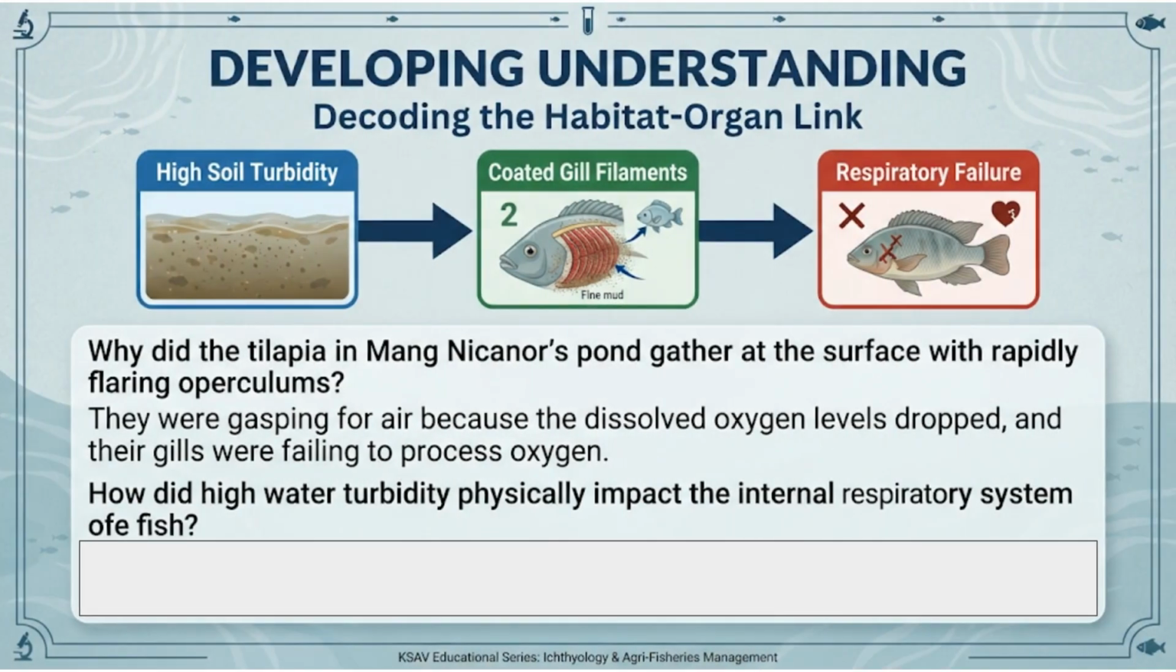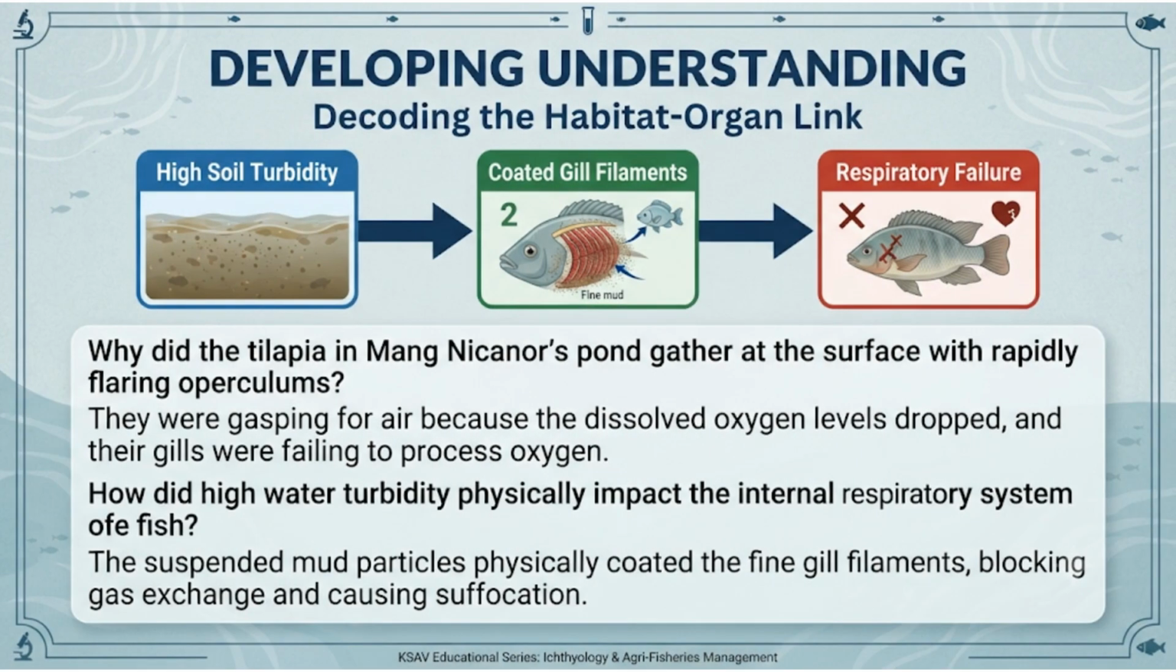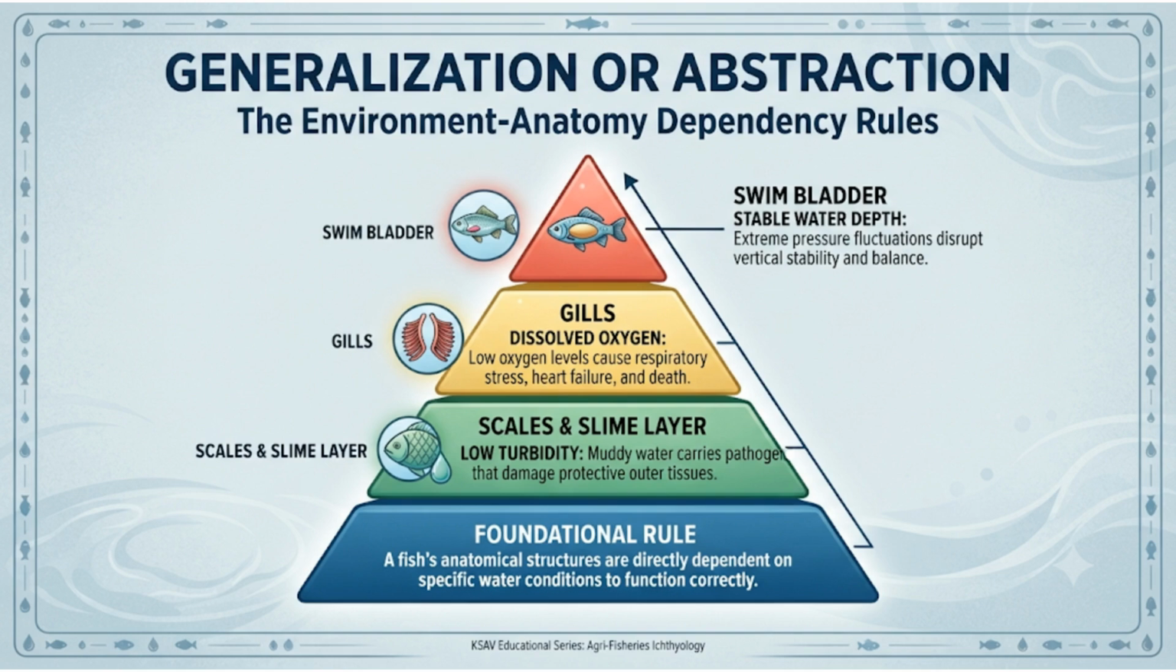Why did the fish gather at the surface? Because oxygen levels were insufficient, and their gills could not process what little oxygen was available. Furthermore, the mud particles physically coated the gill filaments, which blocked gas exchange and led to suffocation. Maintaining healthy fish involves managing water parameters. By testing water quality, monitoring temperature, and providing aeration, a culturist ensures the fish's organs remain protected. The foundational rule is simple. A fish's anatomical structures are directly dependent on specific water conditions to function correctly for their survival.